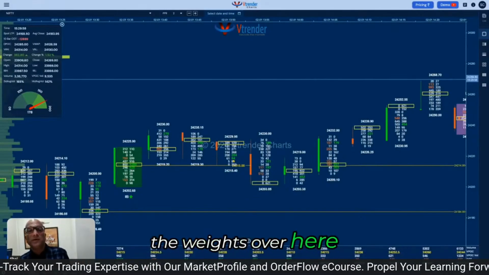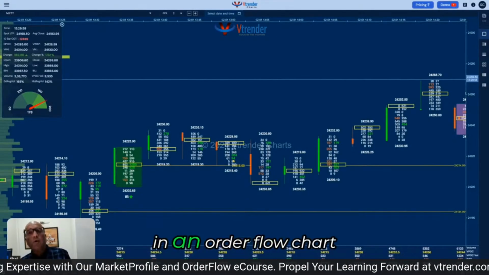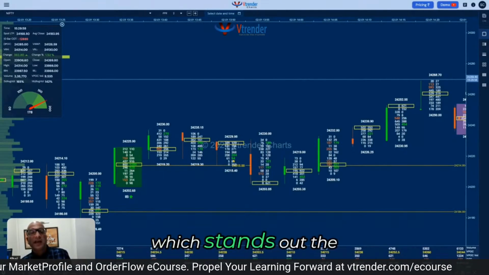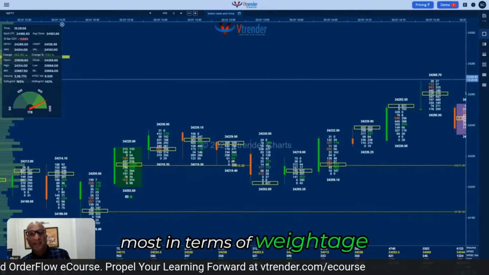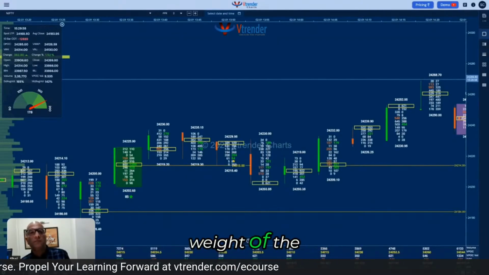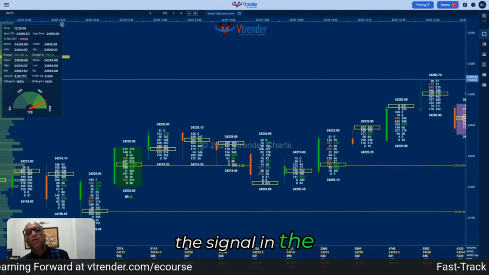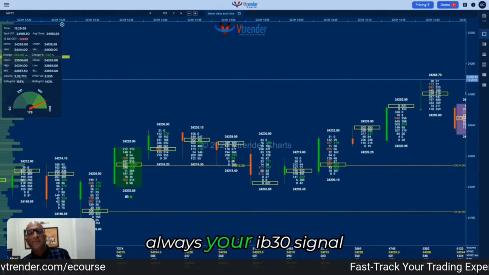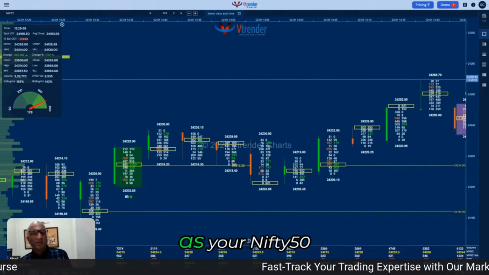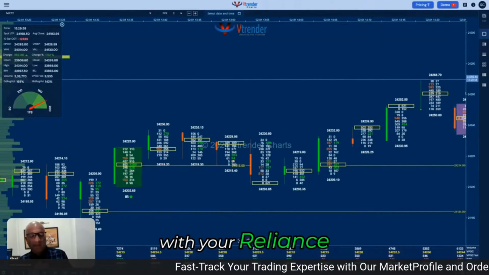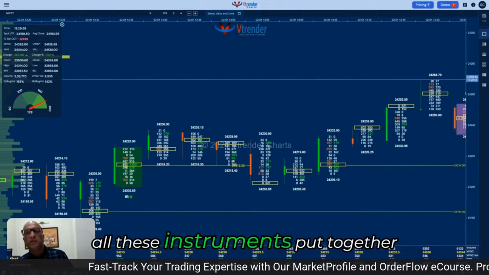Talk about the weights over here. But for me, in an order flow chart, the one which stands out the most in terms of weightage, in terms of the weight of the signal in the order flow chart, is always your IB30 signal, right? Just think of it as your Nifty 50 with your Reliance, SBI, all these instruments put together.